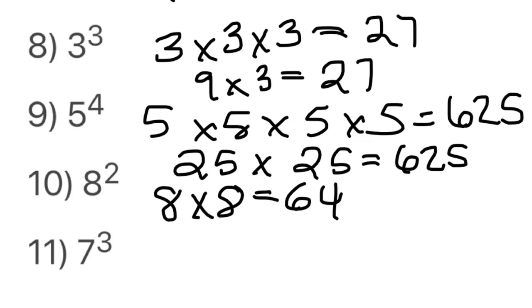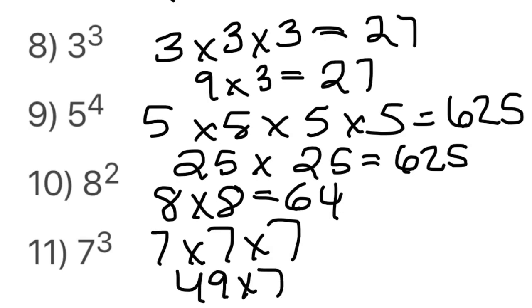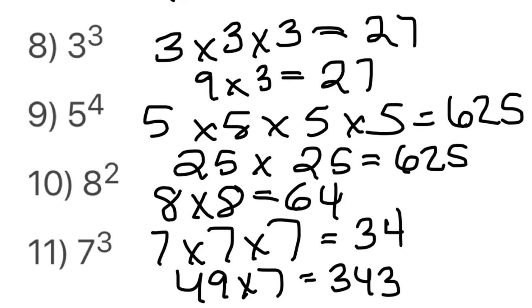All right, last one. Pause the video and try number 11 on your desk. Okay, number 11 is 7 times 7 times 7. 7 times 7 is 49. And then we have 49 times 7, which is 343. So 7 to the power of 3, or 7 cubed, is 343.